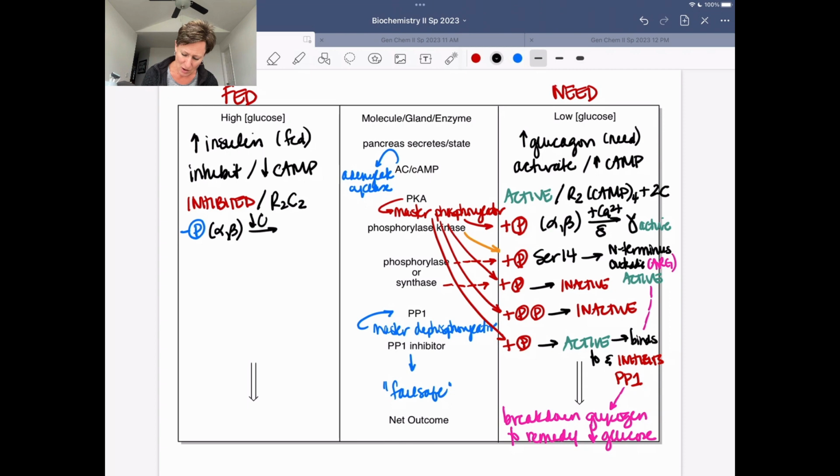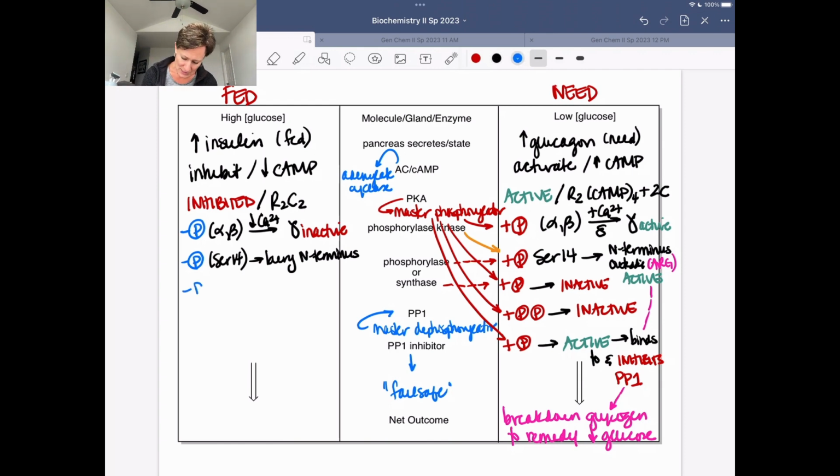We're likely to have a drop in calcium levels, okay, which means that gamma subunit is now going to be inactive. Okay, so that's what happens with phosphorylase kinase. Now, for phosphorylase, we are also going to be snipping a phosphate off of that serine 14. Okay, when we snip that phosphate off that serine 14, now we can bury that N-terminus, okay? That locks it into the R state.